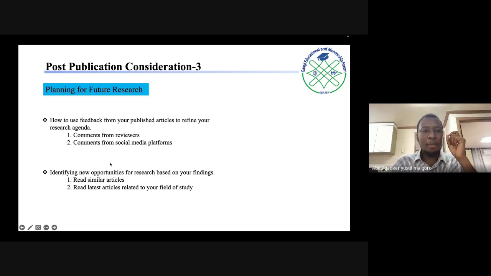But one of the common and accepted ways is to read similar articles. By the time you are planning to make a hypothesis or to design a research, you need to study well. Study as many papers as possible related to your area of research, and make sure you focus on the papers that are published recently. That's one of the best ways of getting research ideas.